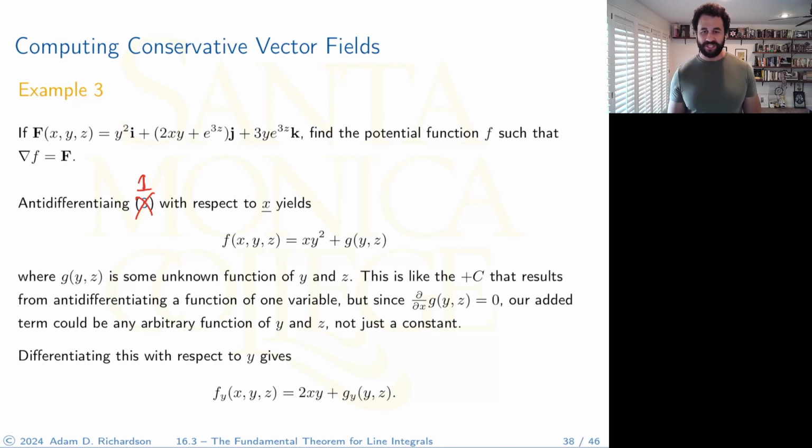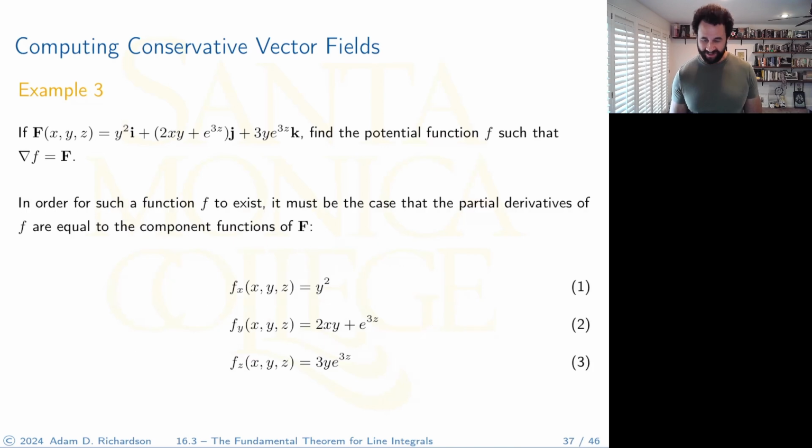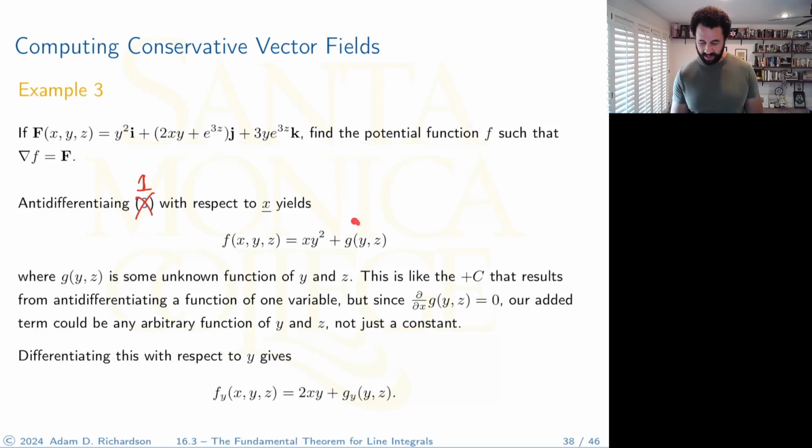So anti-differentiating equation 1 with respect to x yields this result. Equation 1 is this one right here. So if we anti-differentiate this with respect to x, then what we get is f is equal to xy squared plus some other function of y and z. This is an important detail to take note of. Remember, when you compute an antiderivative, it's not unique. It's unique up to some quote unquote constant term, but that constant term is constant with respect to the derivative that you're taking. So here you can consider this like the plus c when you do an antiderivative, but the catch is that this could be more than just a constant.